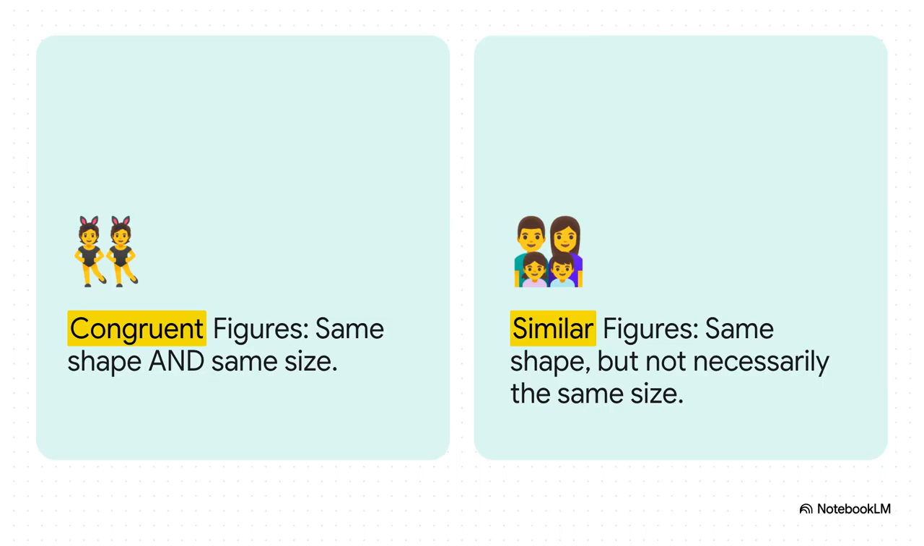That's the big difference. And look, this is a perfect example. We've got two pictures of the beautiful Taj Mahal. One's a small postcard, the other is a big poster. The shape, it's identical, but the sizes are obviously different. And that, my bachon, is similarity.